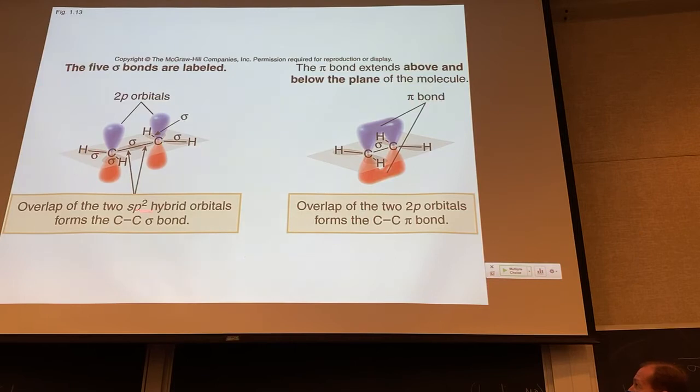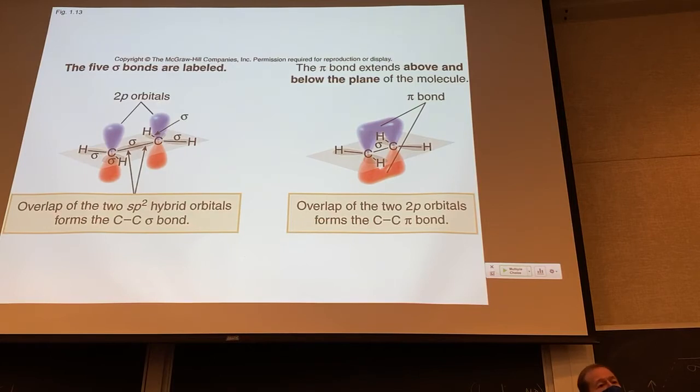So what this figure here on the left shows is the sigma bond framework in ethylene, where we have a carbon-carbon sigma bond formed by overlapping 2 of those sp2 hybrid orbitals. We have carbon-hydrogen sigma bonds formed by overlapping other sp2 hybrid orbitals with the 1s orbitals on hydrogen. And then that leaves us with a p orbital on each of those carbons. So we would have a singly occupied p orbital on each carbon.